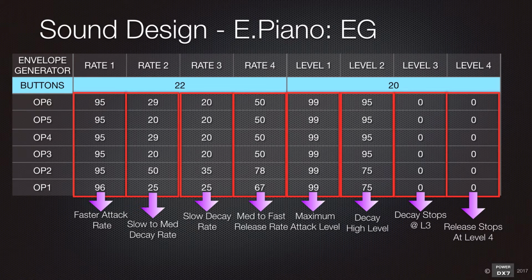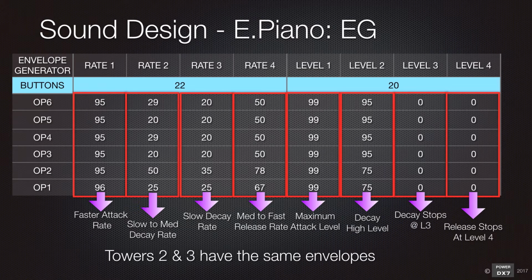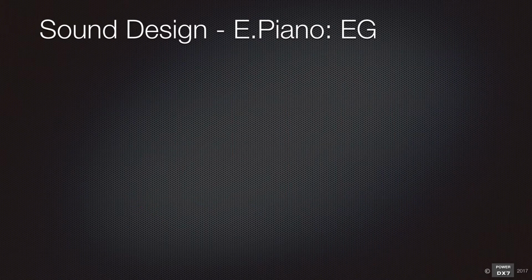When a key is released, it has medium to fast rate 4, which reaches 0 at level 4. So, there is no sustained sound after key release. As you noticed, towers 2 and 3 have the same envelopes. We can graphically represent the envelopes for better understanding.